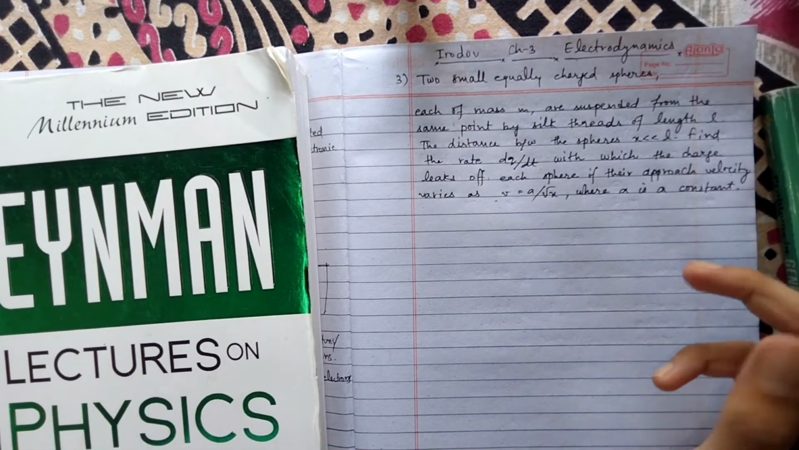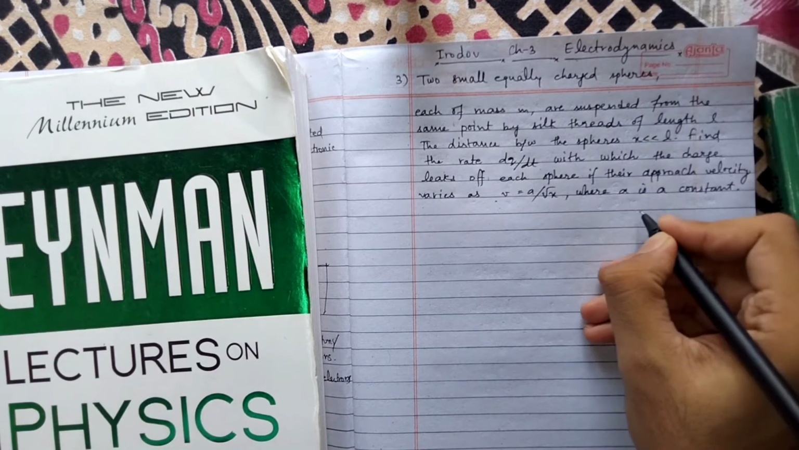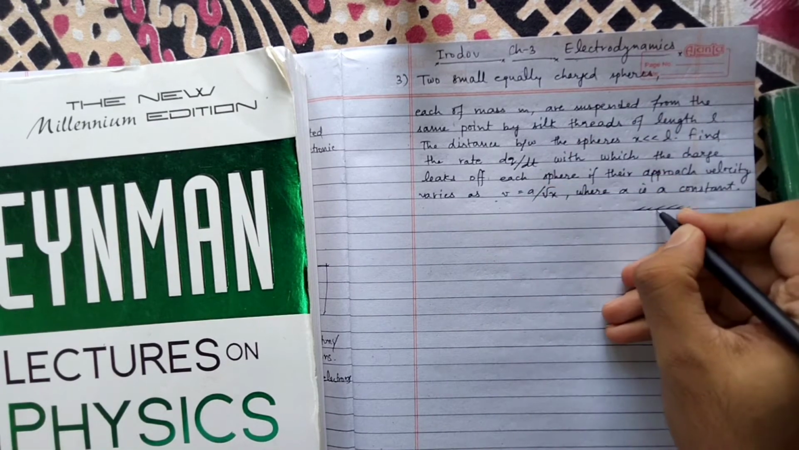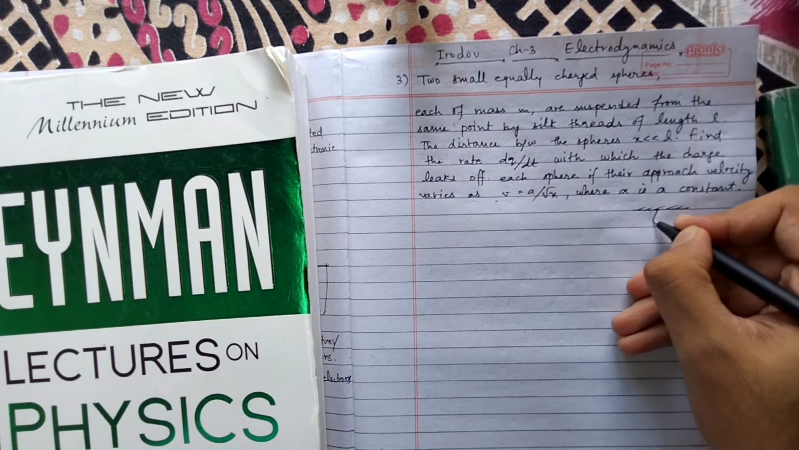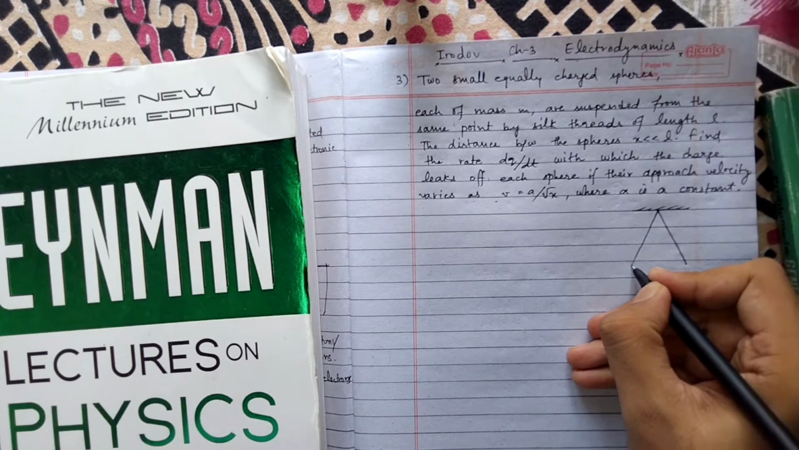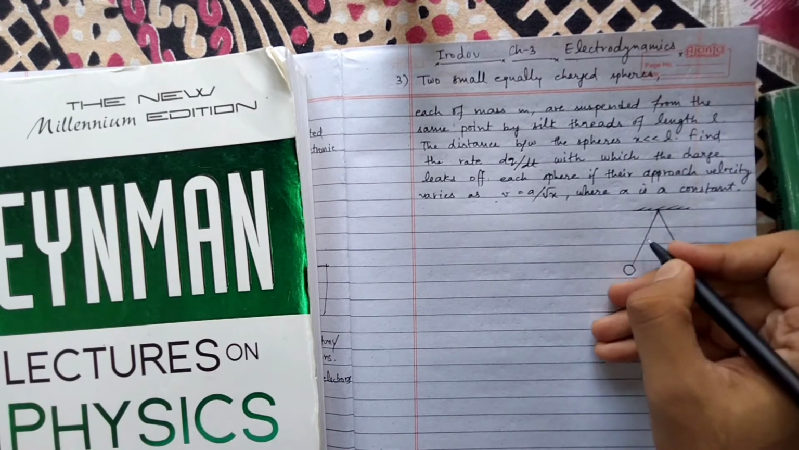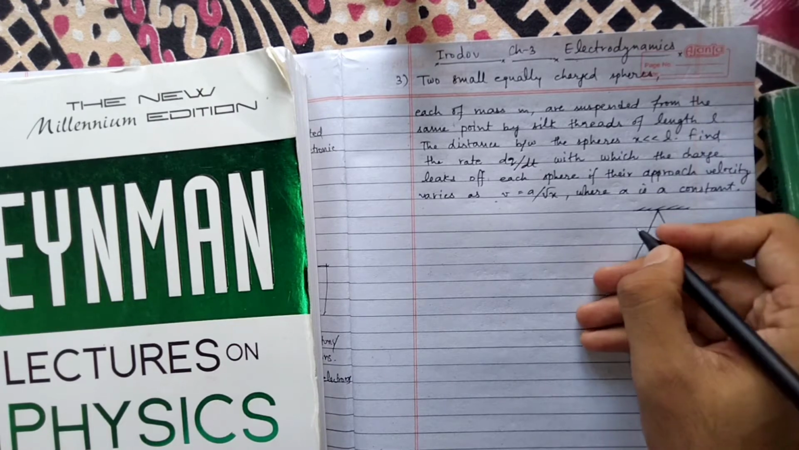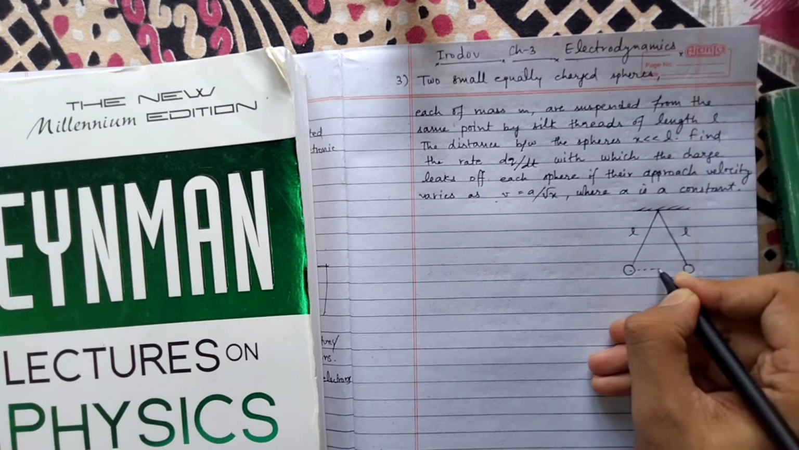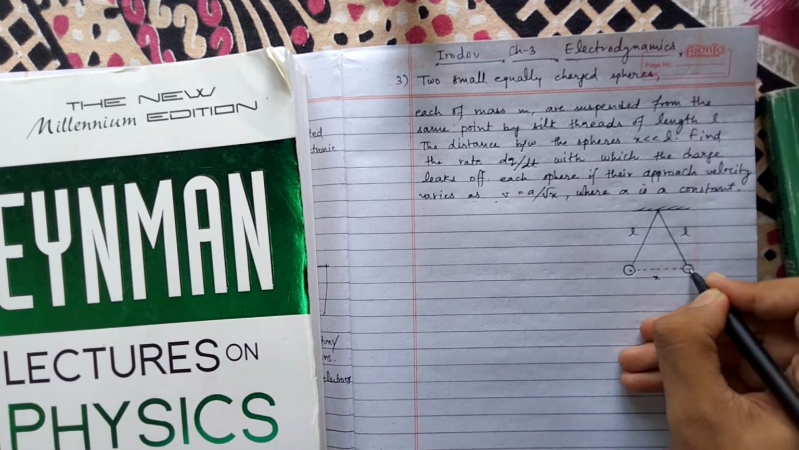तीसरा प्रॉब्लम क्या कहता है ये हम इसके डायग्राम से समझेंगे. So there is a ceiling through which two silk threads are suspended, which are attached to two charged bodies separated. The length of this string is as given is L, and these are separated by a distance x, the centers.